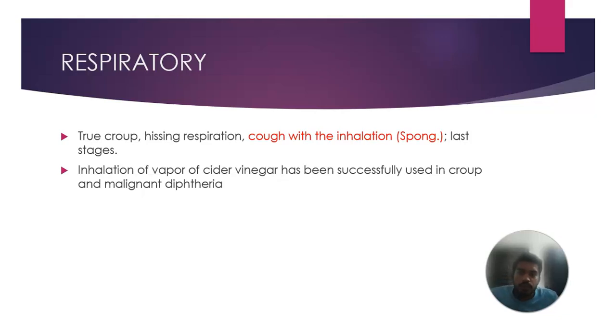Inhalation of vapor of cider vinegar has been successfully used in croup and malignant diphtheria. So likewise, this is a remedy you have to think of in diphtheria as well as croup. Okay. Again, cough, aggravation, inhalation. You have two remedies in keynotes, that is your acetic acid as well as Spongia. Okay.